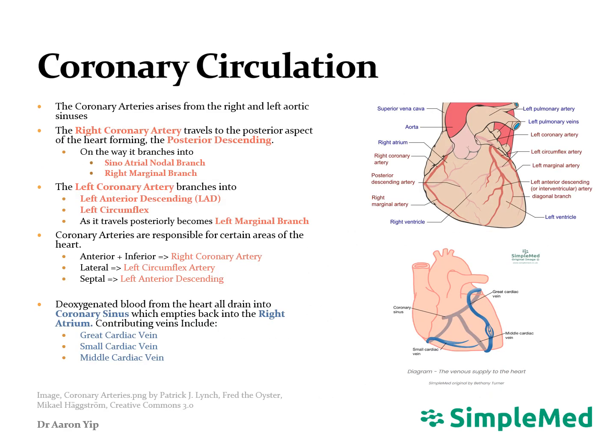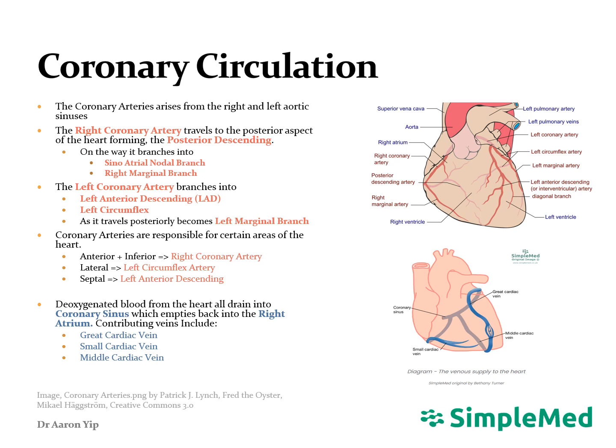I want to have a look at the blood supply to the heart. Arterial supply to the heart comes from our two coronary arteries, the right and the left, the first branches of the aorta, arising from the right and left aortic sinuses. Following the route of the right coronary artery first, it travels to the posterior aspect of the heart, forming the posterior descending artery. On its way there, it branches into the sinoatrial nodal branch and the right marginal branch. The left coronary artery branches into the left anterior descending and left circumflex artery. As it travels posterior, it becomes the left marginal branch.